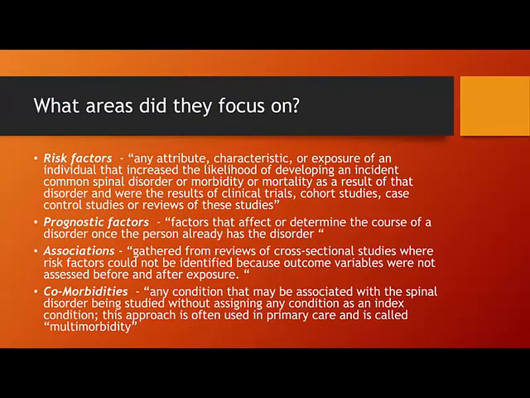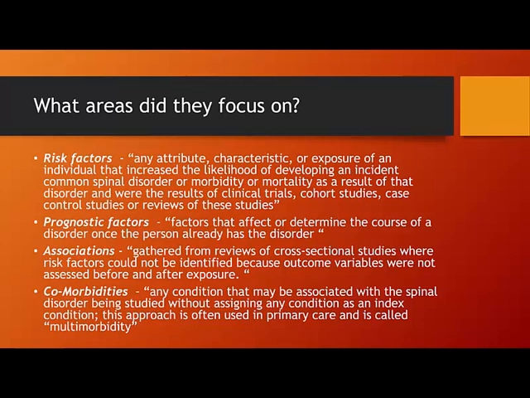Now, what areas did they focus on? Risk factors, prognostic factors, associations, and comorbidities. Risk factors were, quote, any attribute, characteristic, or exposure of an individual that increased the likelihood of developing an incident common spinal disorder or morbidity or mortality as a result of that disorder, and were the results of clinical trials, cohort studies, case control studies, or reviews of these studies, unquote.